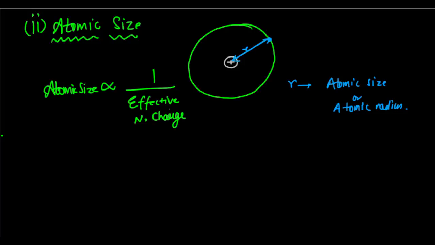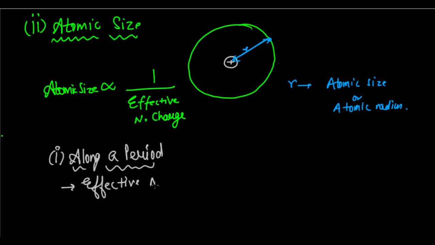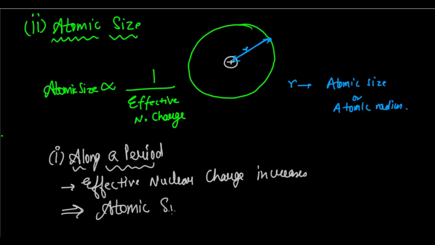So now I think if you've got this relation, along group and along period it's going to be really easy, right? So first let's start off with along a period. If you go from left to right in a period, you know what happens? Your effective nuclear charge increases. And as a result, what will happen? Because effective nuclear charge is inversely proportional to atomic size, obviously if effective nuclear charge increases, then atomic size will decrease. That's absolutely clear. As we go along a period from left to right, the atomic size decreases.